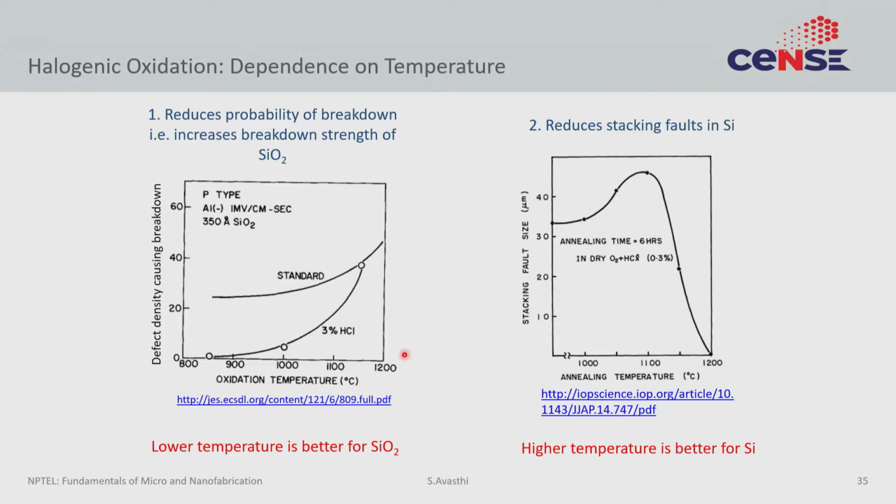So, in general, the higher the temperature, the defects that cause breakdown in silicon dioxide tend to increase. So, the breakdown voltage of the oxide is a little worse the higher the temperature. So, if you want higher quality silicon dioxide, you may want to do the whole process at a slightly lower temperature. However, the stacking faults are reduced in silicon only at high temperature. So, if you care about the quality of silicon slightly more, then you may want to oxidize it at higher temperature. So, there are these two regimes, and it really depends on which one you want.